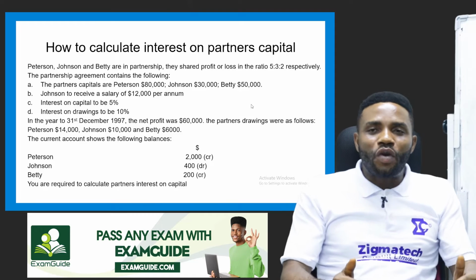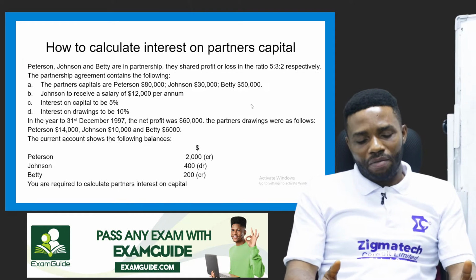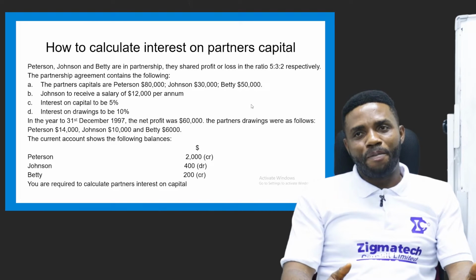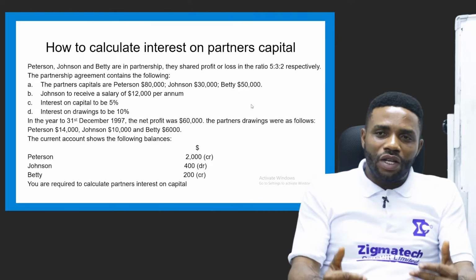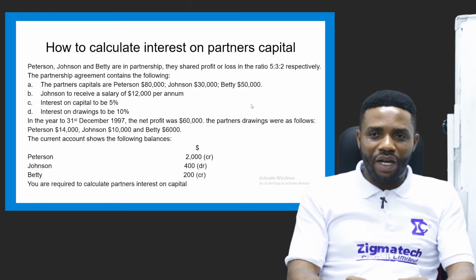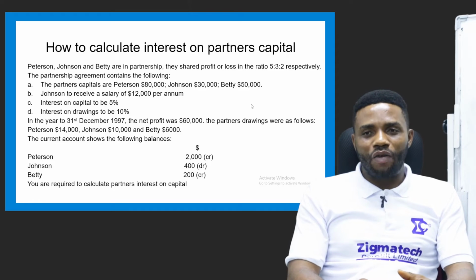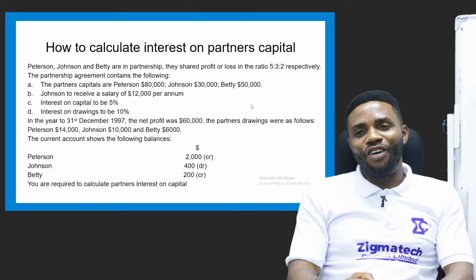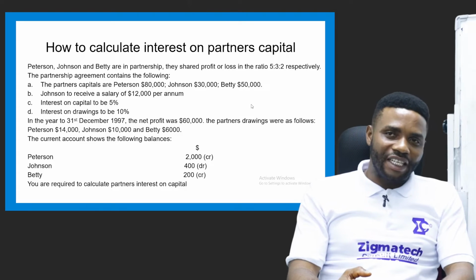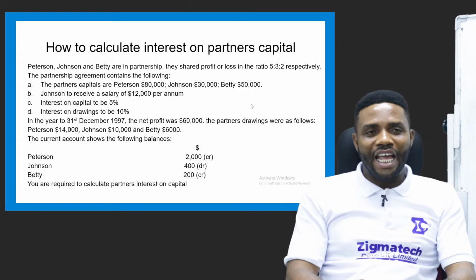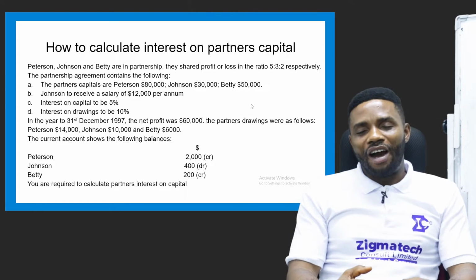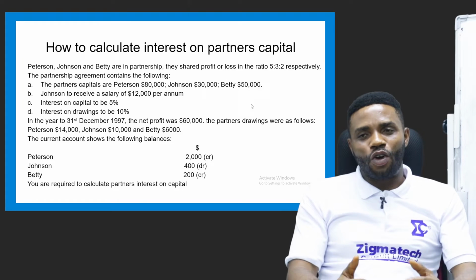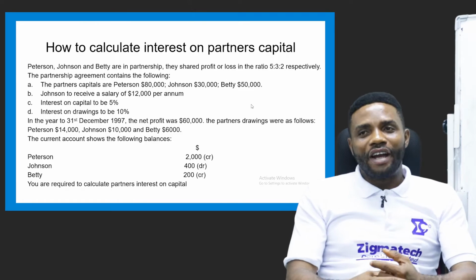Now, let's quickly look at how we can calculate interest on capital. Let's look at the illustration, the question that is displayed here, and see if we'll be able to calculate interest on capital from this. I know, students, it's not really difficult to calculate interest on capital, but for simplicity, it's important we mention it in this lesson, so that by the time you are given a question like this, you won't find it difficult to calculate interest on capital.